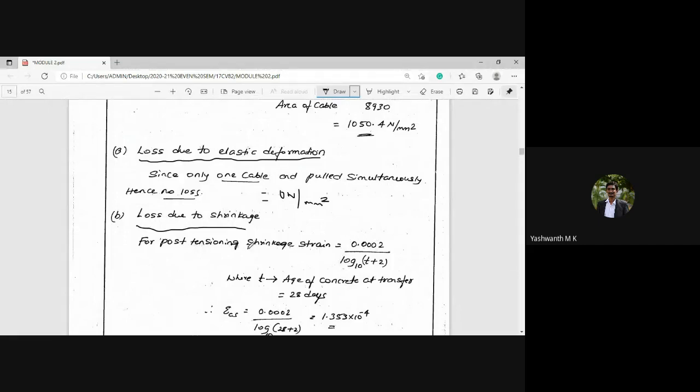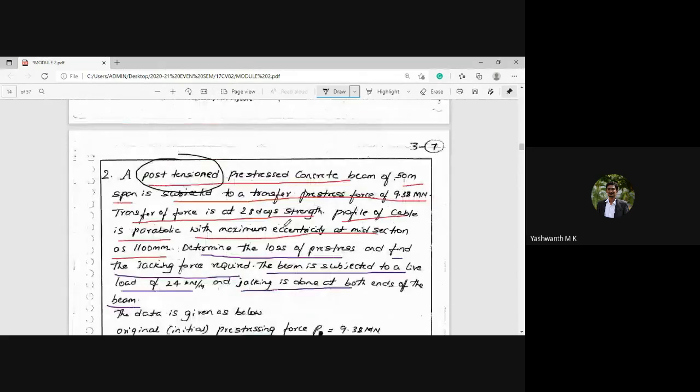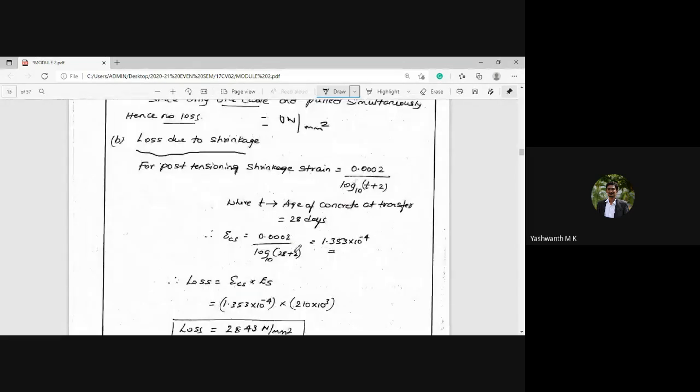For post-tensioning, shrinkage strain is equal to 0.0002 divided by log to the base 10 of (T + 2), where T is the age of concrete at transfer. In the problem, the 28 days strength is given, so the age is 28 days. Substituting, 0.0002 divided by log to the base 10 of (28 + 2), that is 1.353 × 10^-4, will be the residual shrinkage strain in the post-tension beam.